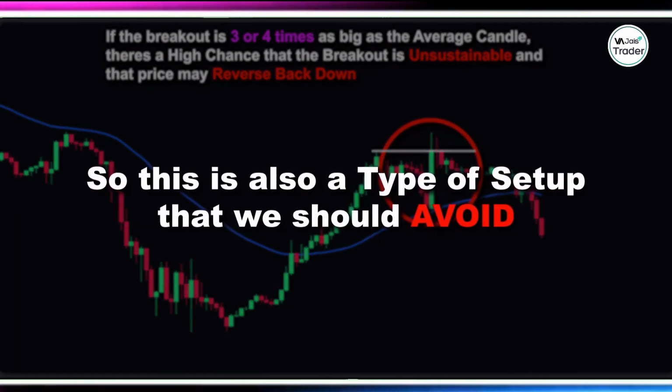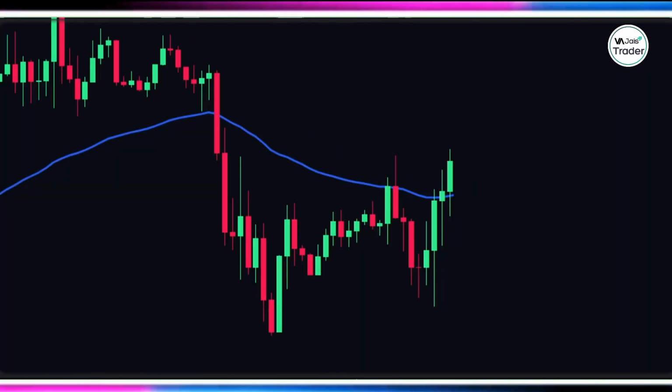So this is also a type of setup that we should avoid. In the previous example, we started from a chart where the price was trading below the 50 EMA. But the strategy also works for the opposite.